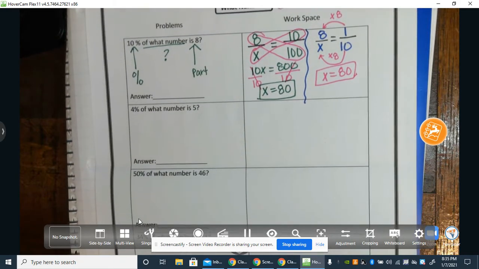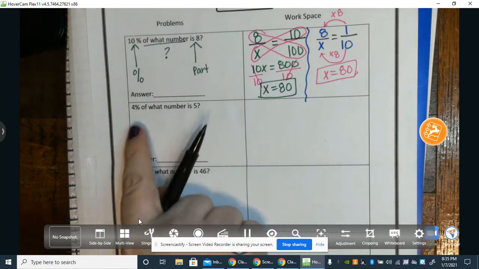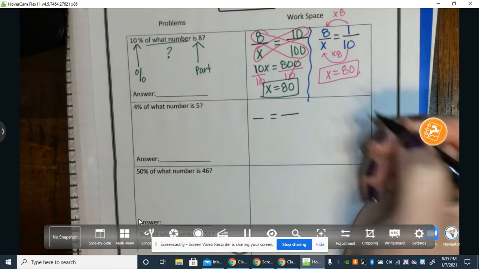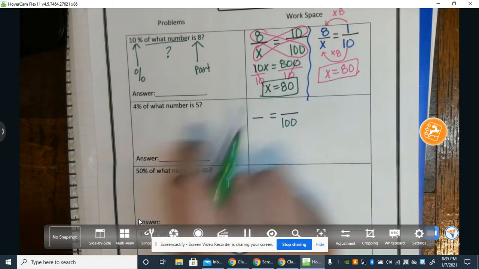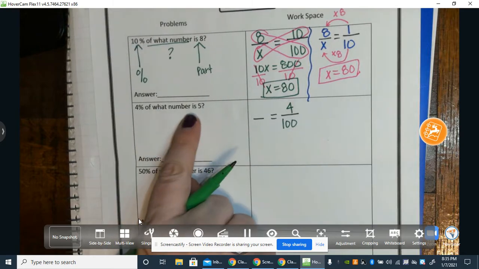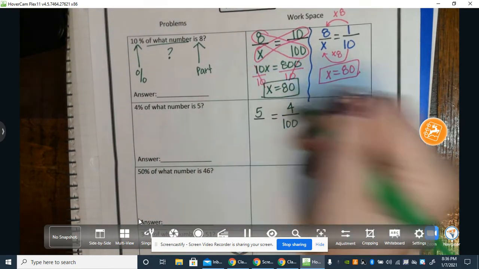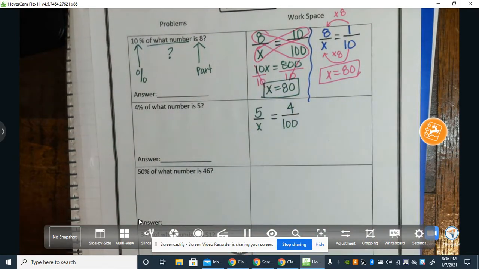All right, let's look at our next one. We have 4% of what number is 5. So we know we have our percent, so I can start it off with 100 at the bottom. 4 is going to go on top of that because that's your percent. What number is 5? Okay, is goes at the top, so I'm going to put 5 right there. And I don't know what number, so I'm going to put an X right there.